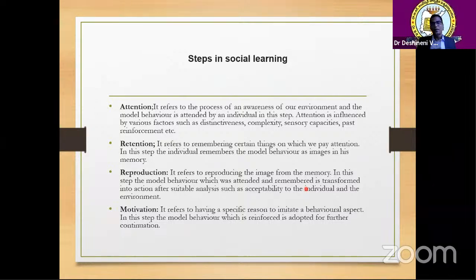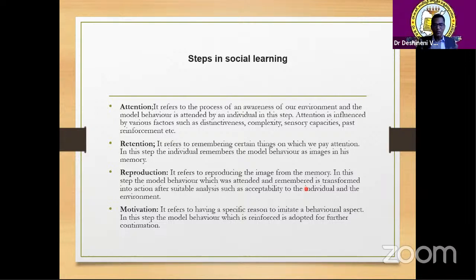If the child is getting positive reinforcement for that particular hairstyle, then the child tries to come with the same type of hairstyle every time. So what motivates the individual to have a particular hairstyle is the motivation related to having a specific reason towards that hairstyle. So in the motivation step, the model behavior which is reinforced is adopted for further continuation.